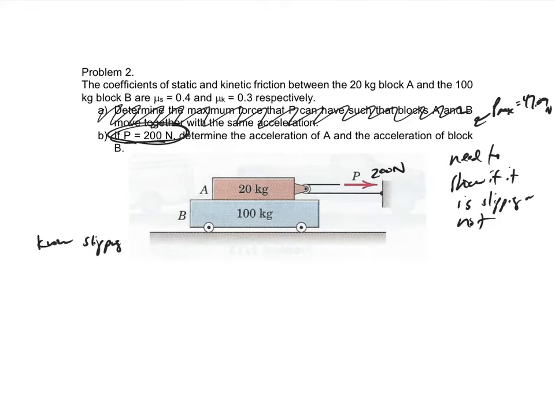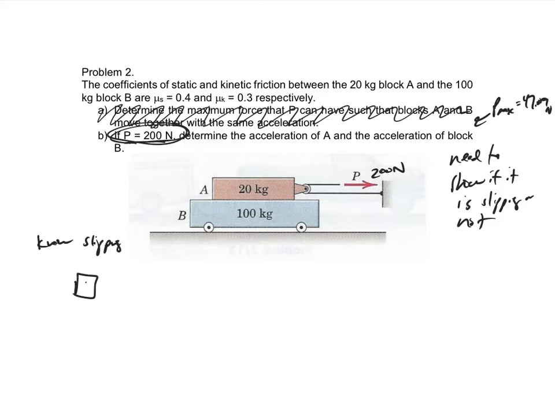Well, we can't look at a free body diagram of A and B together. That doesn't work anymore. A and B are not moving together, so don't draw them together. So I need to look at a free body diagram for A or a free body diagram for B, and maybe even have to look at both of them. So I'm going to start with the free body diagram for A.